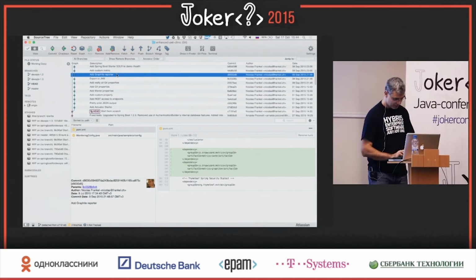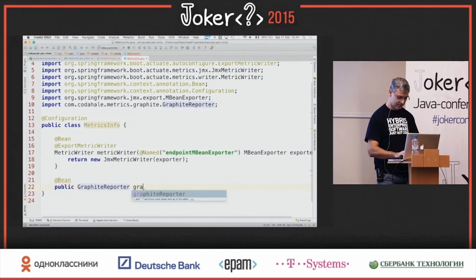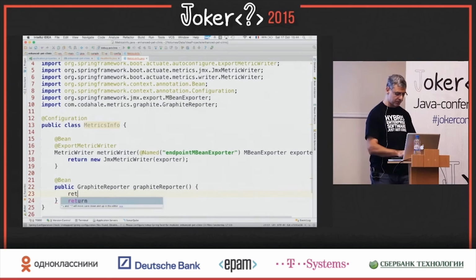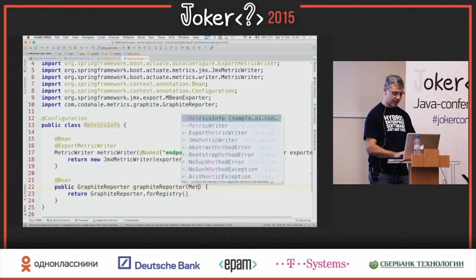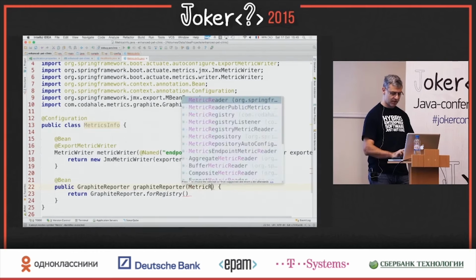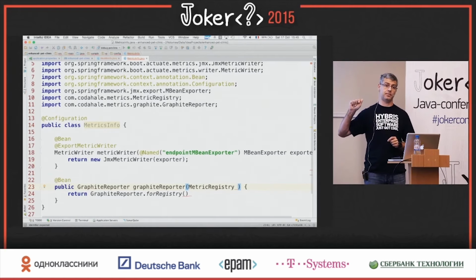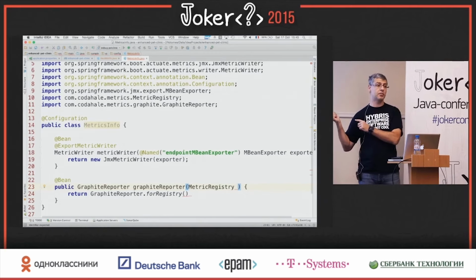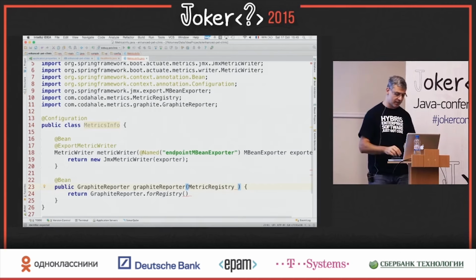This deserves a token. I still have one token left. So it will be a graphite reporter. Okay, so here I want to return a new graphite reporter. This is made possible by a builder pattern. Here it expects a so-called metrics registry. The metric registry is something that is provided by Spring Boot as soon as you've got any Dropwizard library in your classpath. Since I added metrics-graphite, one of its dependencies is metrics-core, which contains the metric registry class. So Spring Boot detects that there is a metric registry in the classpath and provides it as a bean, so you can inject it easily.